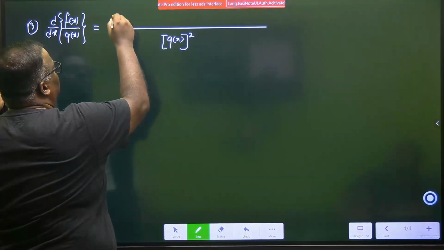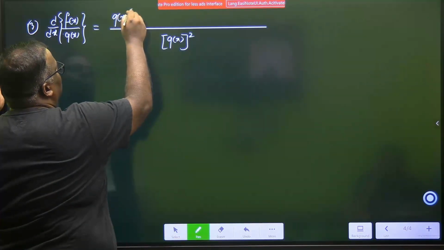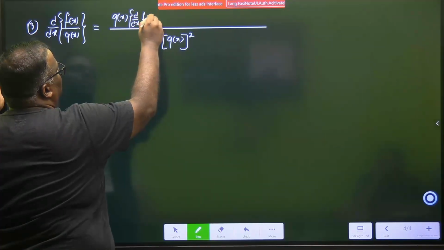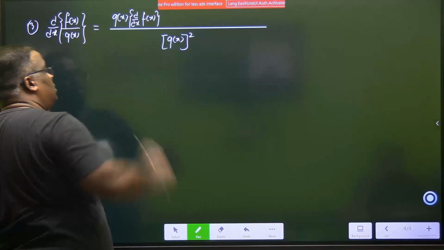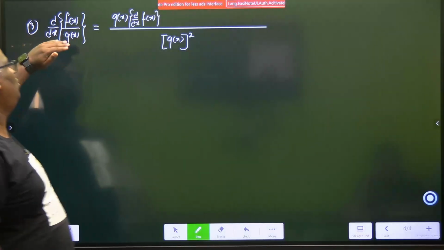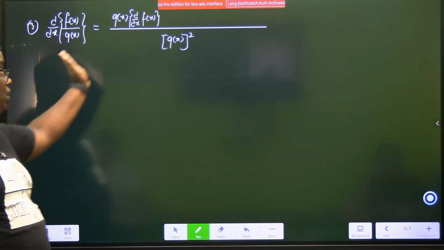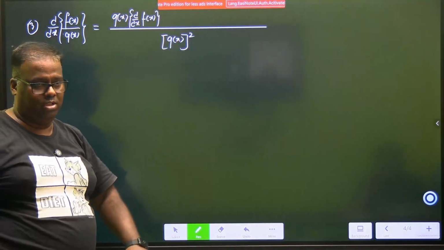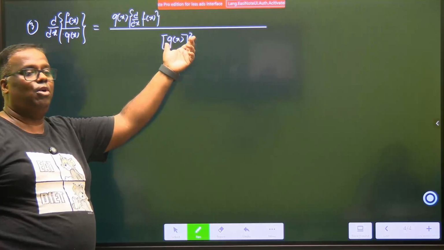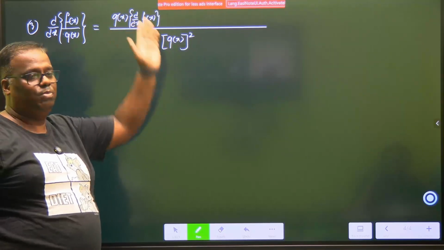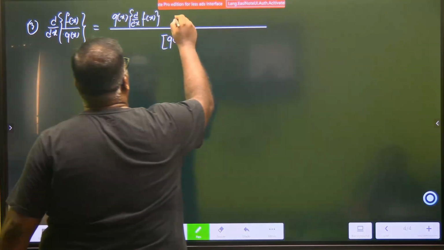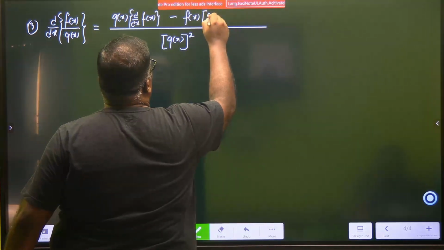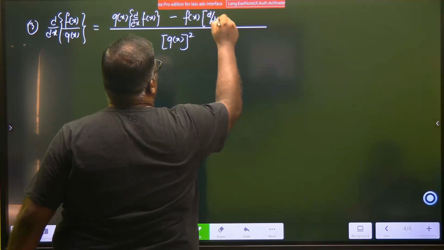Take the denominator and multiply it with the derivative of the numerator. Denominator will start first, like all people who were downtrodden. We have to lift them up. Remember it like that. They will be given priority today because society has exploited them. Then minus f(x) into d/dx of g(x).